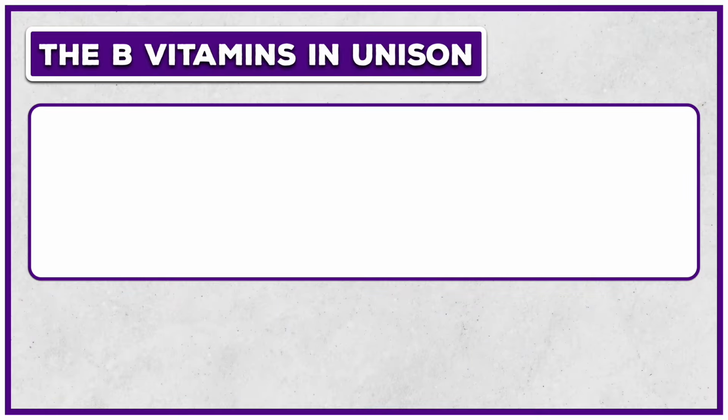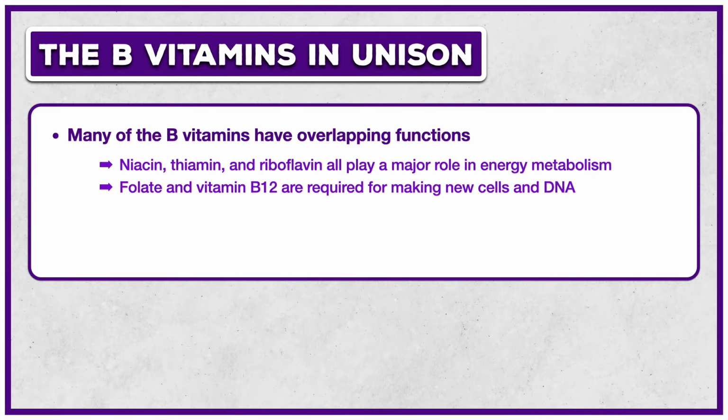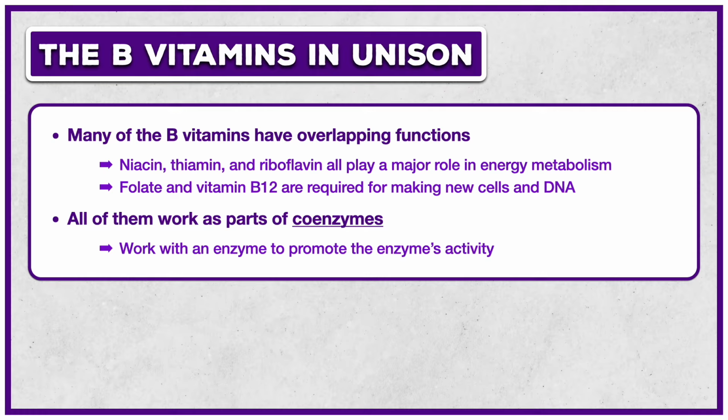That brings us to the B vitamins. Before we get into the details for each one, we're going to address them in unison. One reason for that is because many of the B vitamins have overlapping functions. For example, niacin, thiamin, and riboflavin all play a major role in energy metabolism, and folate and vitamin B12 are required for making new cells and DNA. Additionally, all of them work as parts of coenzymes.